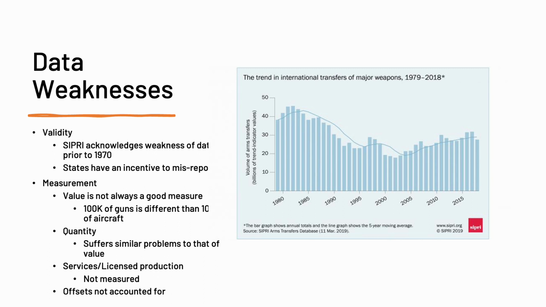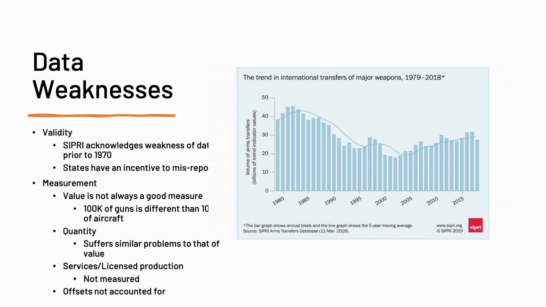Now, whenever you look at arms trade data, the screenshot there on the right is actually from the SIPRI website, and it's looking at the trend in international transfers of major weapons from 1979 to 2018, and we can actually infer a lot of information just from this table here. So it's looking at the volume of arms transfers. This is going to be billions of dollars.